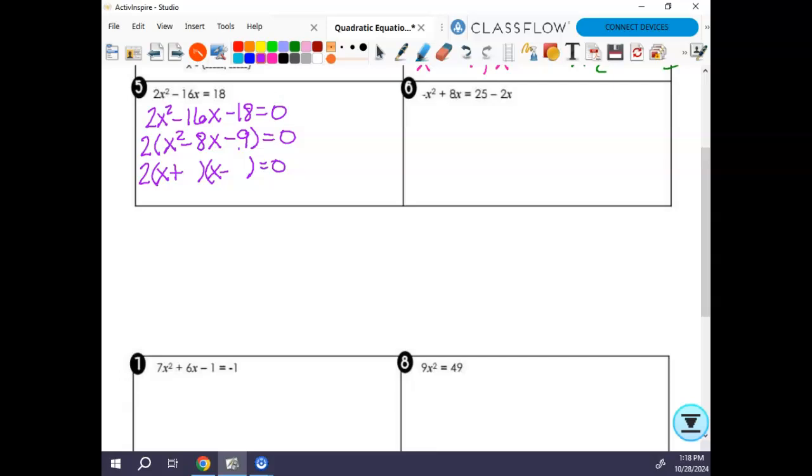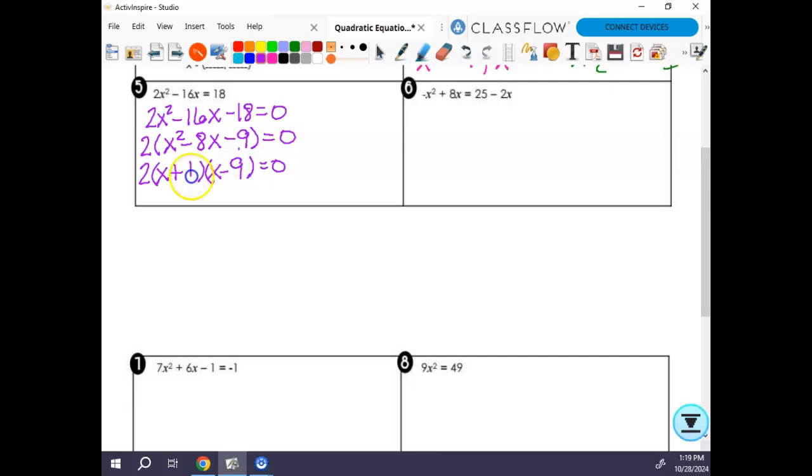Not only that, but since B is negative, the bigger number that goes in here is going to have to be the negative number, okay? Now, I need 2 numbers that multiply to give me 9 and subtract to give me negative 8. Negative 9 and 1. Good.